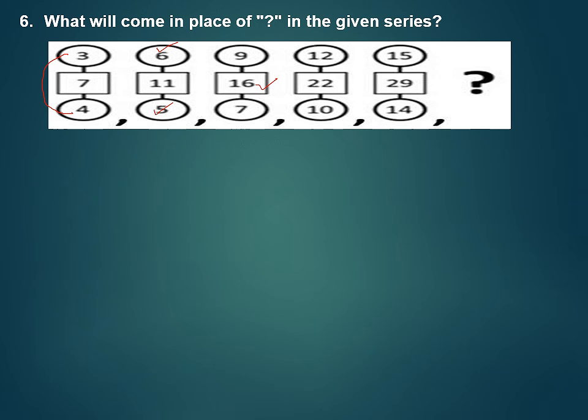So what will be the next number? If we see the top pattern 3, 6, 9, 12, 15, the next number will be 18, the table of 3, or we can say a multiple of 3.